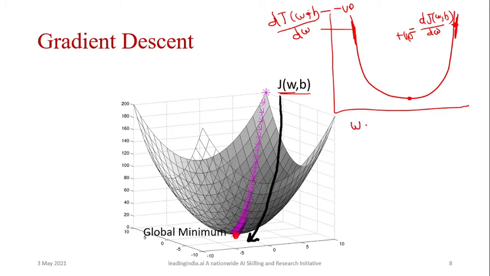Our formulation is saying w new is equal to w old minus alpha of dJ(w,b) upon dw. Now if you are somewhere here, what we are expecting is that your w value should be reduced down. Let's see if this formulation is also trying to do the same.